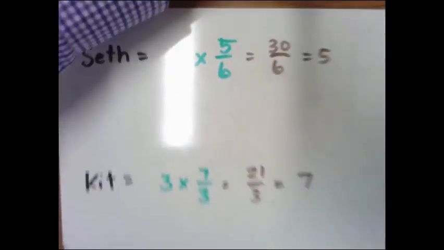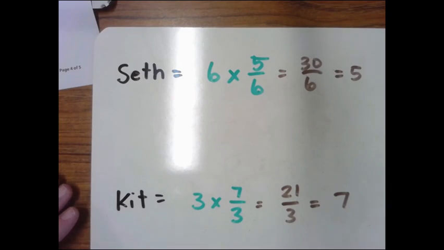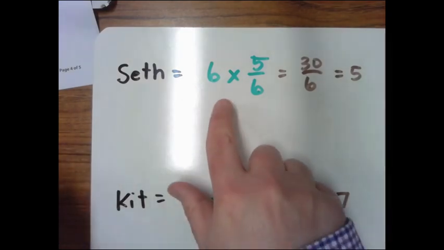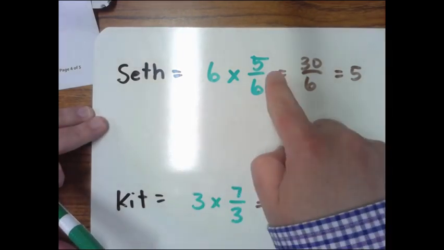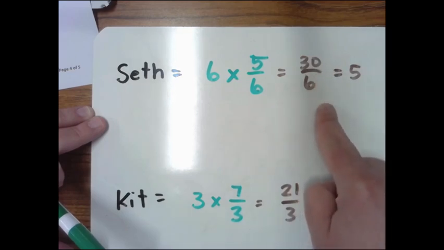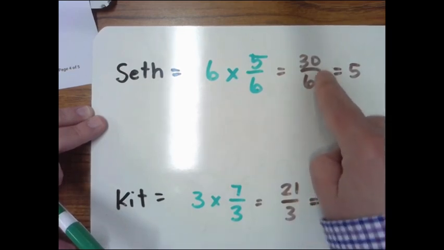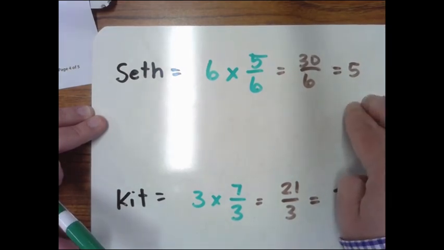So Seth, let me zoom out for a second. He has 6 bags, each weighing 5/6 of a pound. So 6 times 5 is 30, and again, so it's 36. And then I broke that down into wholes, and 36 is 5 wholes, right? So his bags of wildflower seeds weigh a total of 5 pounds.